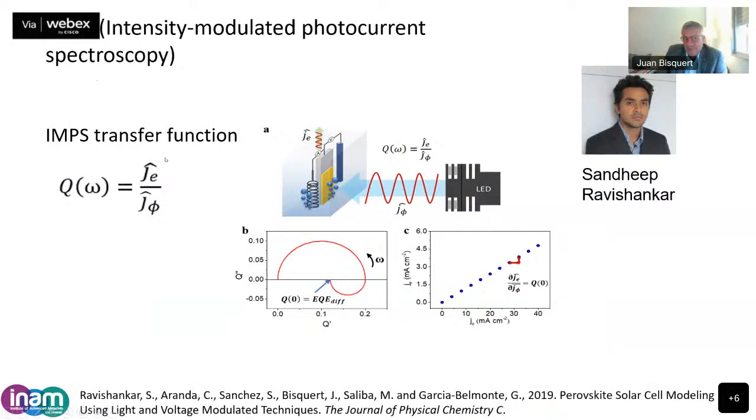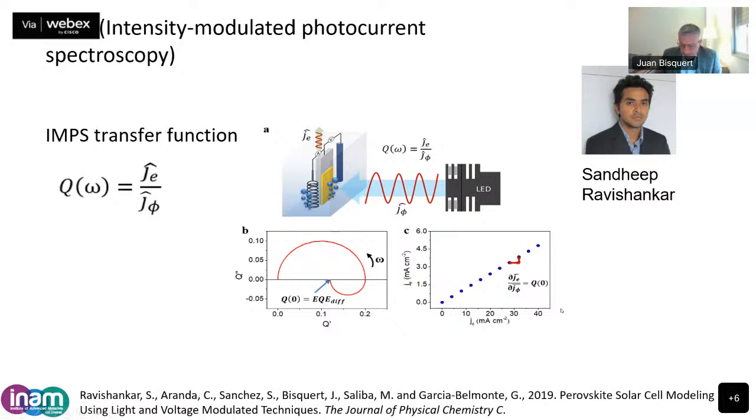IMPS is a very important classical technique of photoelectrochemistry. Our work on perovskite solar cells was done by Sandeep Ravishankar. He's now with Thomas Kirchartz in Munich. And he did many very nice characterization works that are highly pioneering, because he could apply our method of equivalent circuits to the perovskite solar cells. So this is a review article where you can get updated about that.